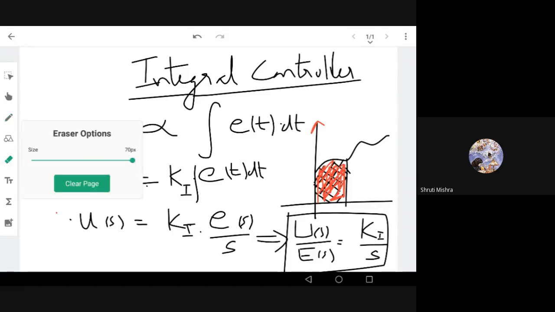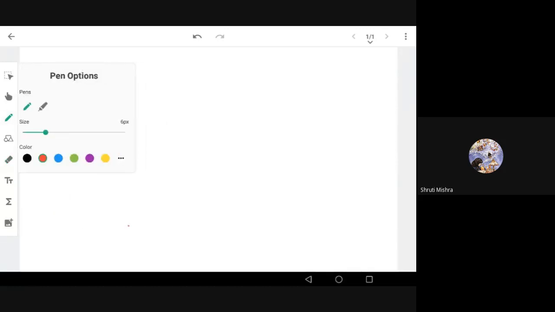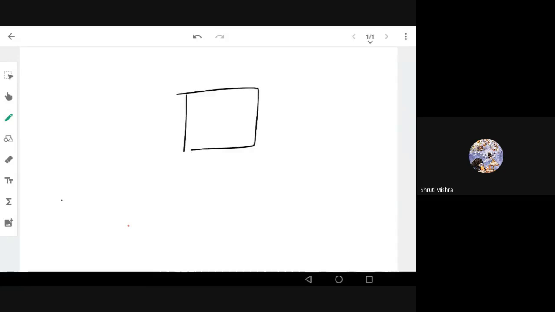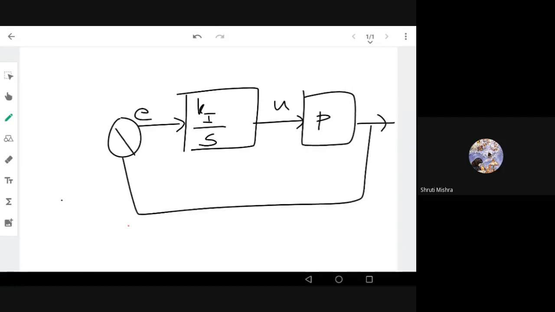So we know there is an integration here. The controller should be designed such that I need a constant divided by s. This is my controller. Now what is the input? Error is the input. What is the output? U is the output, and this goes to the plant. Again, the feedback is compared with the reference value, plus and minus, and my error is generated.